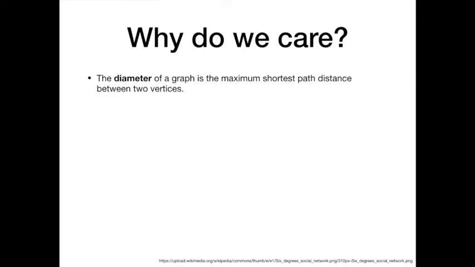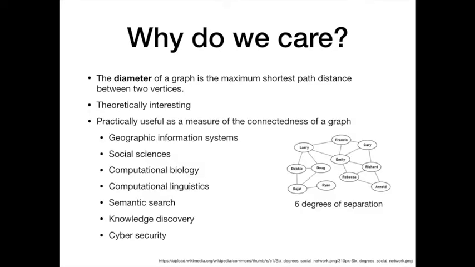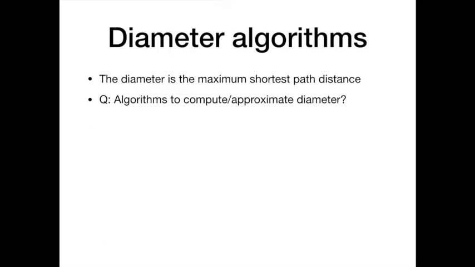Computing the diameter is of both theoretical and practical interest. Theoretically, the diameter is a central graph parameter, and practically it's a useful measure of the connectedness of a graph. A common example is the six degrees of separation phenomenon, which asserts that the diameter of some social graph is 6. And here's a list of other applications. So how fast and how well can we compute or approximate the diameter?